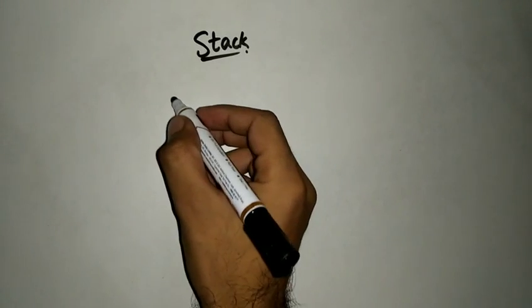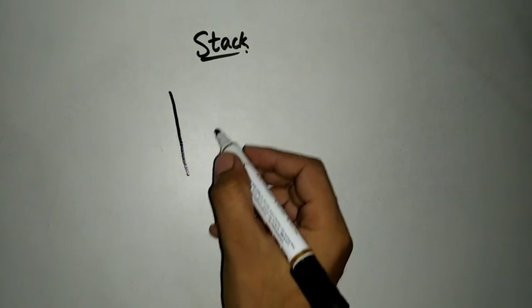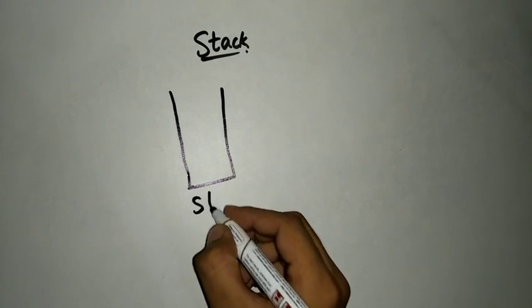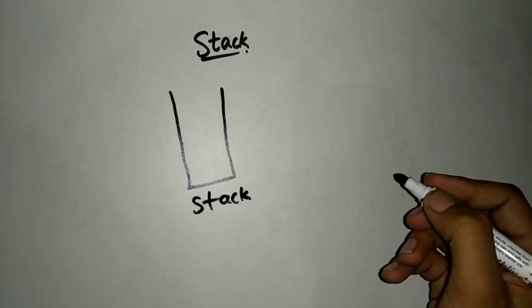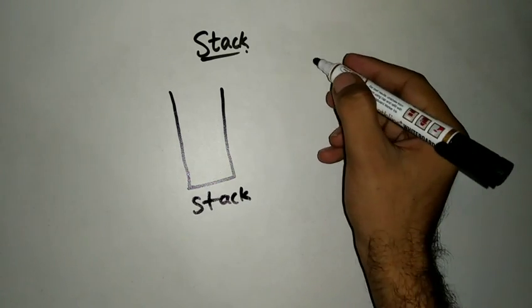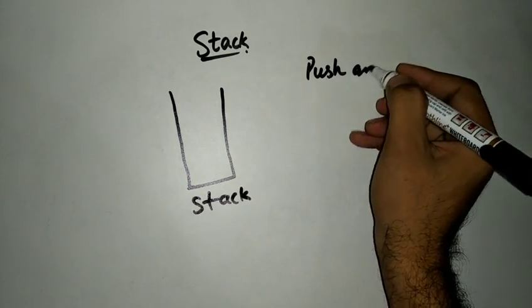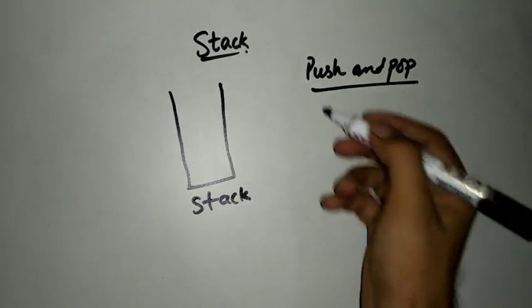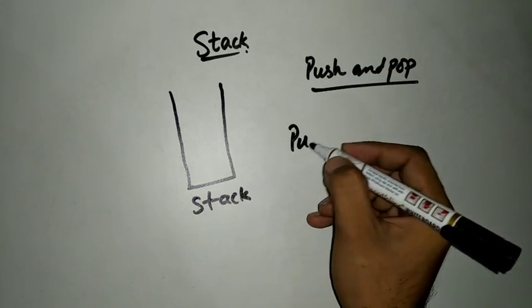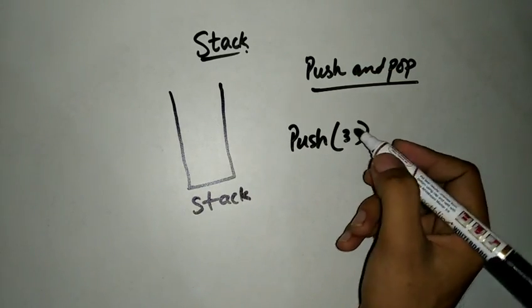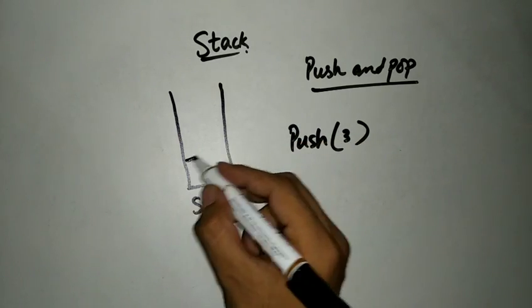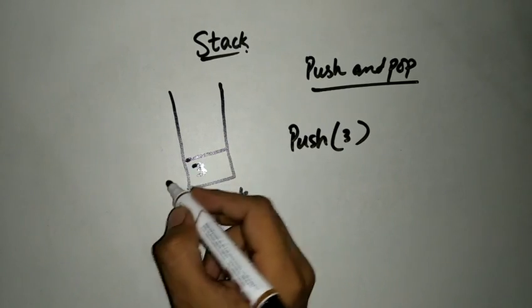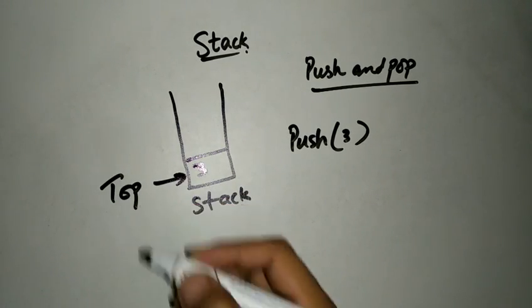For example, let we have the empty stack. This is our stack. We want to perform push and pop operations at this stack. Suppose we want to push an item 3. So 3 will insert into the stack. Now the top is 3. This is the top of a stack.